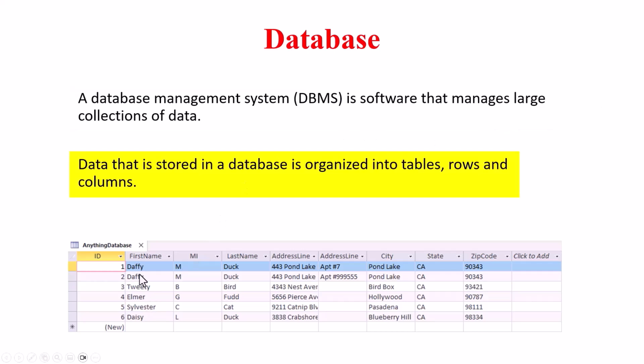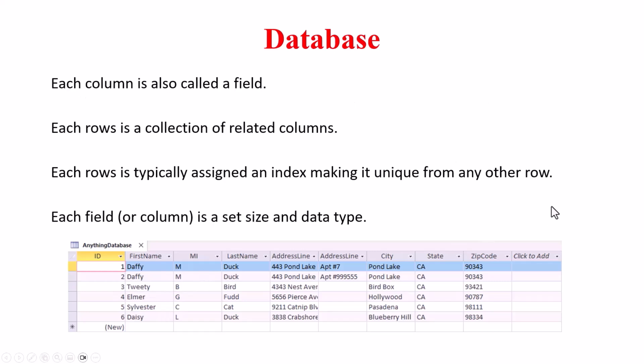You can see something down here looking just like that. It looks like a spreadsheet, doesn't it? We've got our columns and rows here. We've got all our guys here, Daffy Duck, Tweety Bird, all that kind of stuff is sitting down here. Each column is also called a field. So we've got these fields here: first name field, middle initial field, last name field. Each row is a collection of related columns. You can see that Daffy M. Duck, 443 Pine Lake Road, apartment 999555, Pine Lake, California, 90343. These are all related to Daffy Duck. And it has an index of 2 on it.